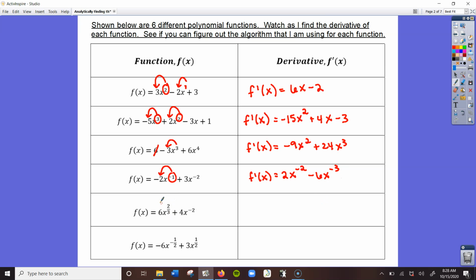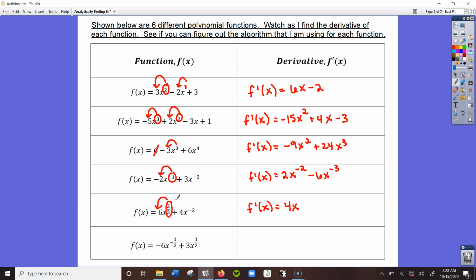Now with fractions, okay, you're going to have to take that 2 over 3 and multiply with 6. As a little shortcut with fractions, when you have a rational exponent, because that's what that is, whatever the denominator is, that's what you're going to divide the coefficient by. So 6 divided by 3 is 2, and then multiply with the numerator, which is 4. x, and then remember we have to subtract 1.